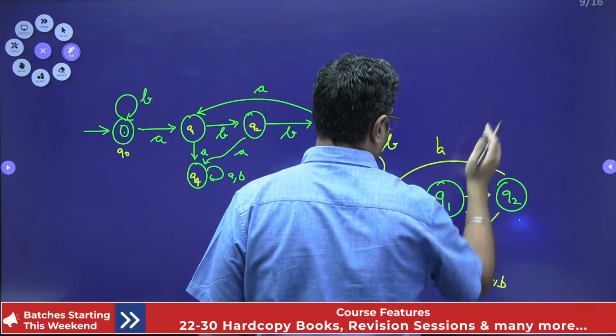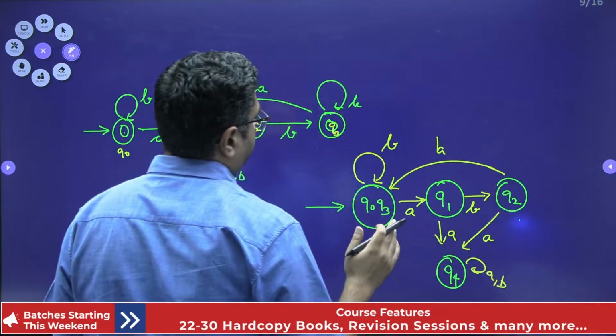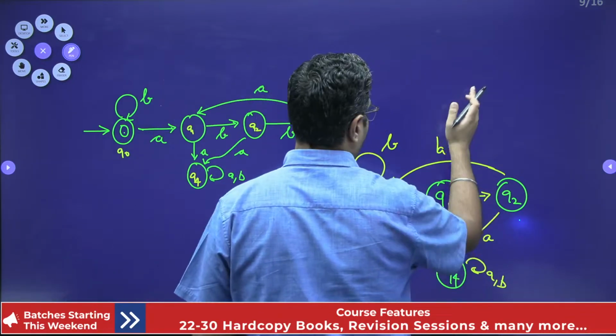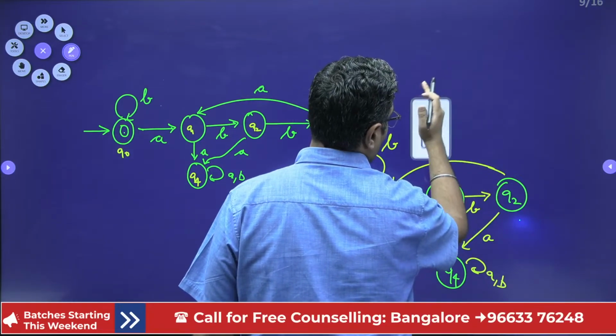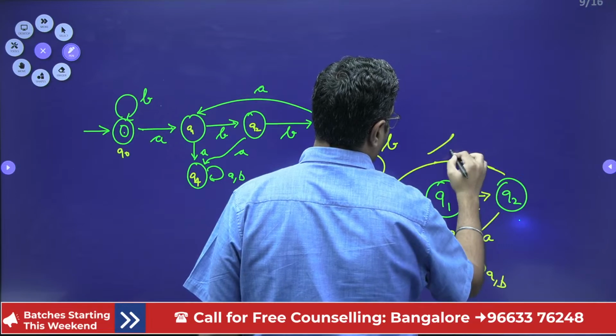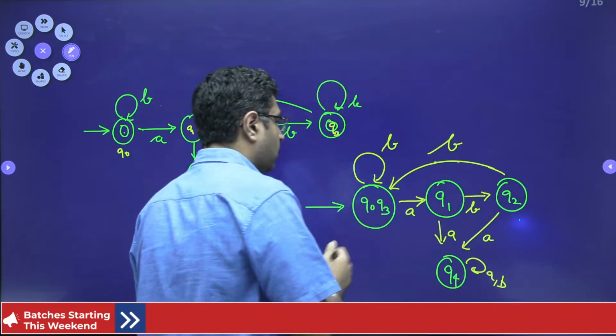On B, Q2 is going to Q3, which is nothing but Q0, Q3. So this is what we will obtain.